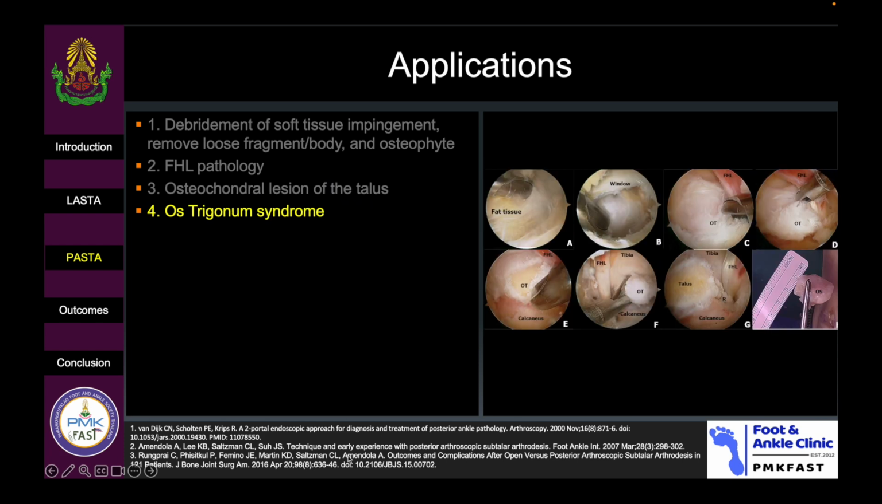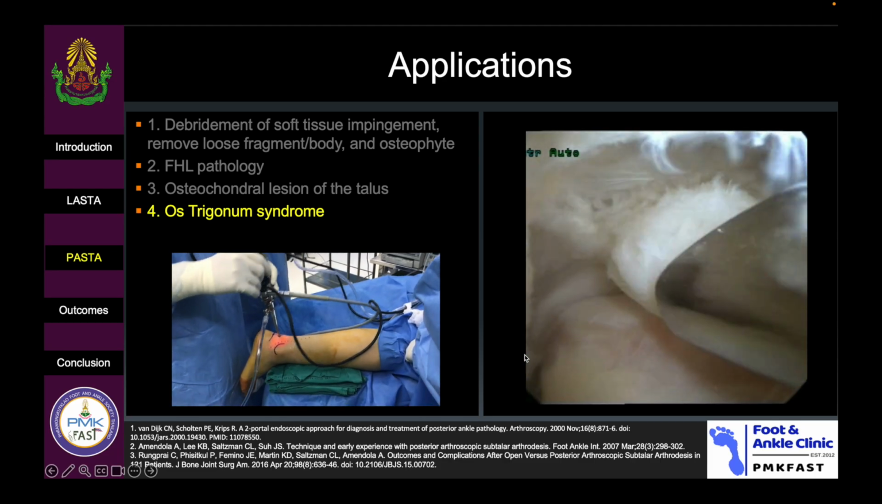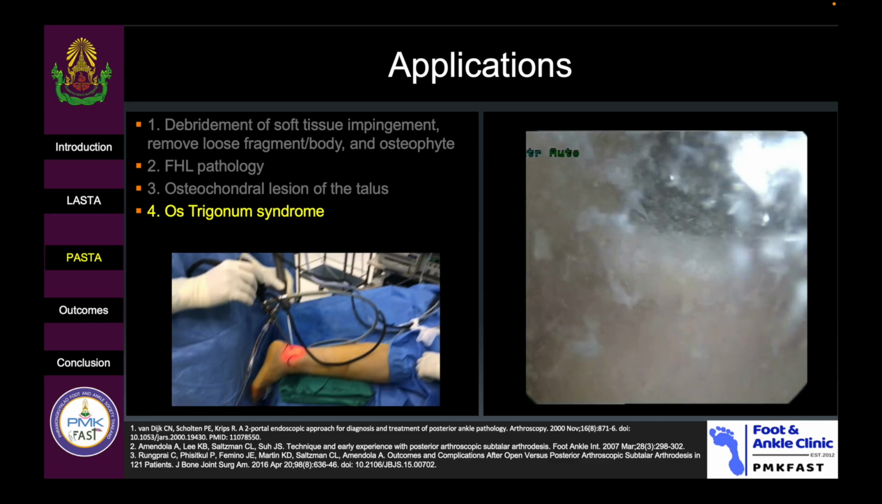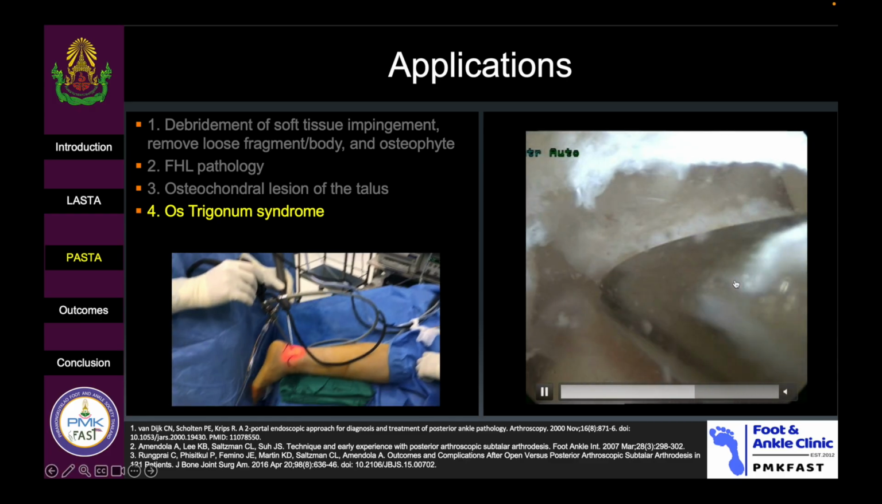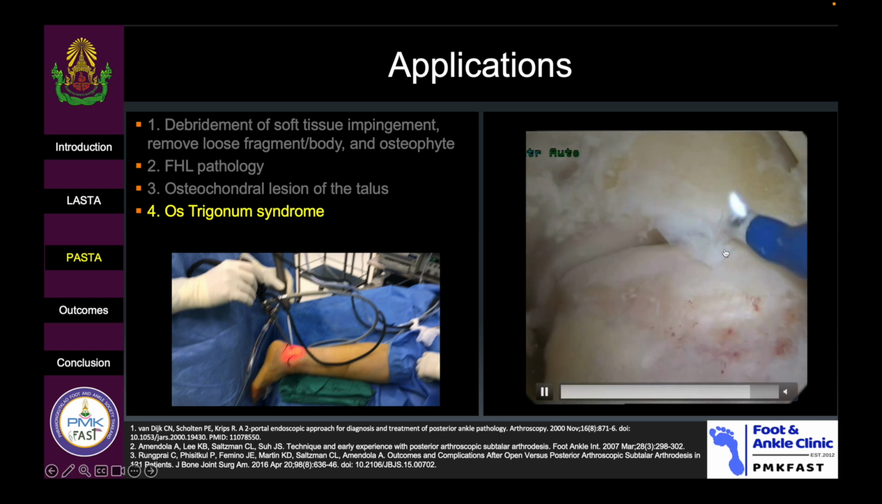And for os trigonum, we can remove the os trigonum or either a long Stieda process. The os trigonum can be removed in one piece, as shown in the right-hand side picture, or morselized into small pieces, and then we can remove them through the suction. And here is the video to demonstrate how we debride and remove the os trigonum. I usually prefer a 4mm barrel burr to debride the bony part of the os trigonum. And you need to be careful not to injure the FHL tendon and also the cartilage during the procedure.